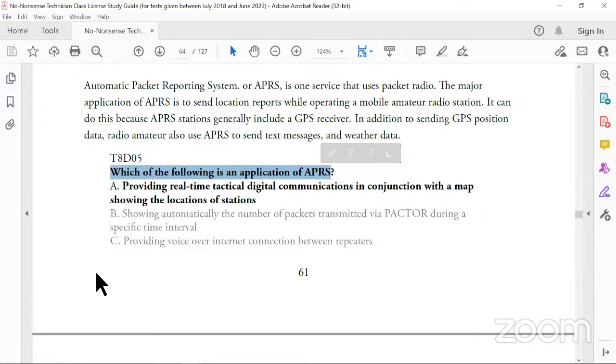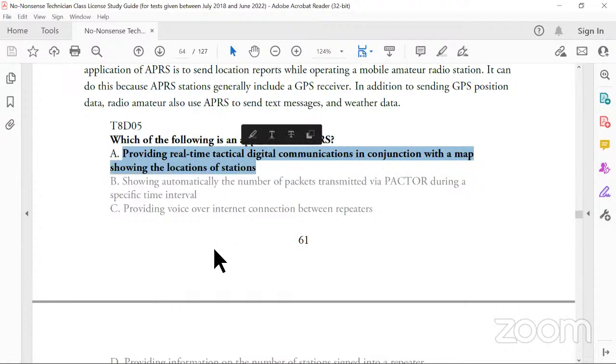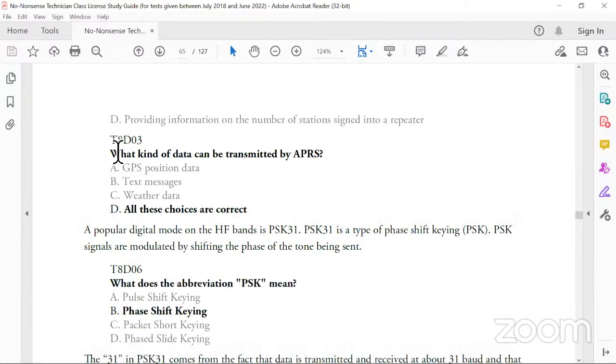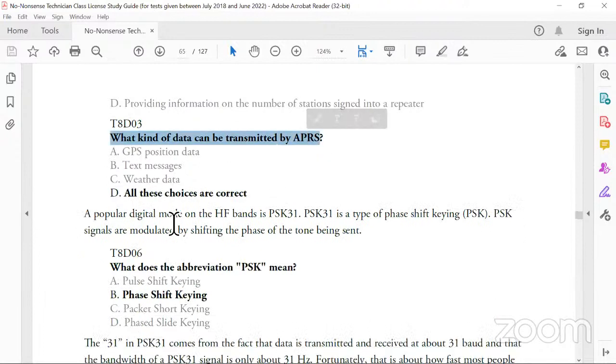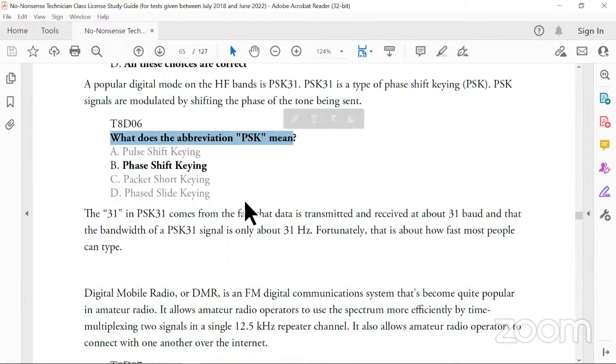So they ask us now, which of the following is an application of APRS? Well, APRS provides real-time tactical digital communication in conjunction with a map showing the location of stations. Remember we said it's like a GPS for amateur radio. All right, so it does much more than that, which is the next question. What kind of data can be transmitted by APRS? We can have GPS data, text messages, and also weather information or weather data. So therefore, all of these choices are correct. What does the abbreviation PSK mean? Well, it's phase shift keying.